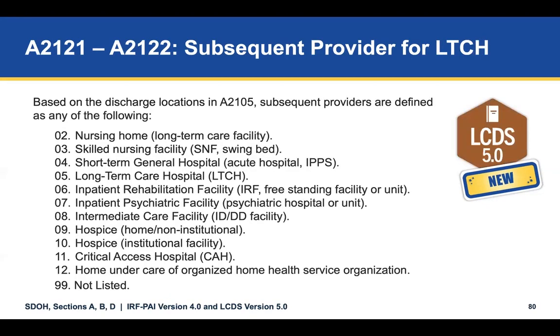For LTACs, the assessor will review the responses provided in the LCDS data element number A2105, discharge location, which can be found on page 5 of the planned discharge assessment and on page 4 of the unplanned discharge assessment. This will be used to determine if the patient was discharged to a subsequent provider. Again, this subsequent provider list applies to both A2121 and A2122.